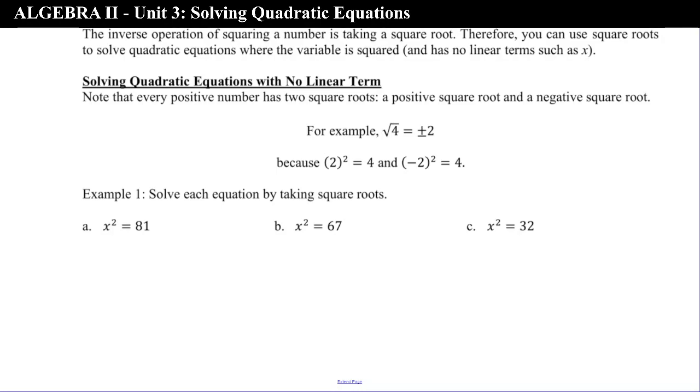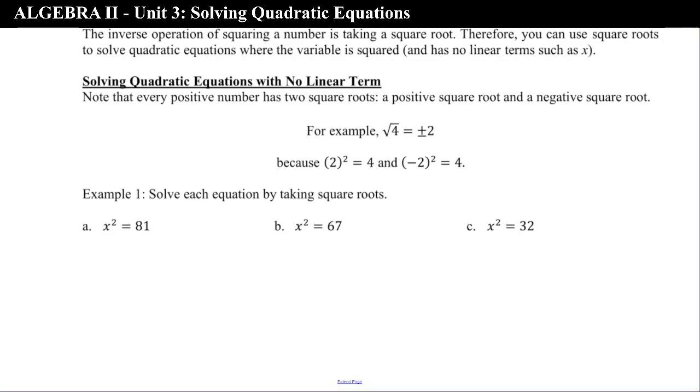Okay, so remember, every positive number has two square roots, a positive square root and a negative square root. The reason for that is, what is 2 squared? It's 4. What is -2 squared? It's also 4, because anytime you square a negative number, you're multiplying it by itself, and a negative times a negative gives you a positive. So that's why when you take the square root of 4, it's going to be plus or minus 2, because 2 squared is 4, and -2 squared is also 4.